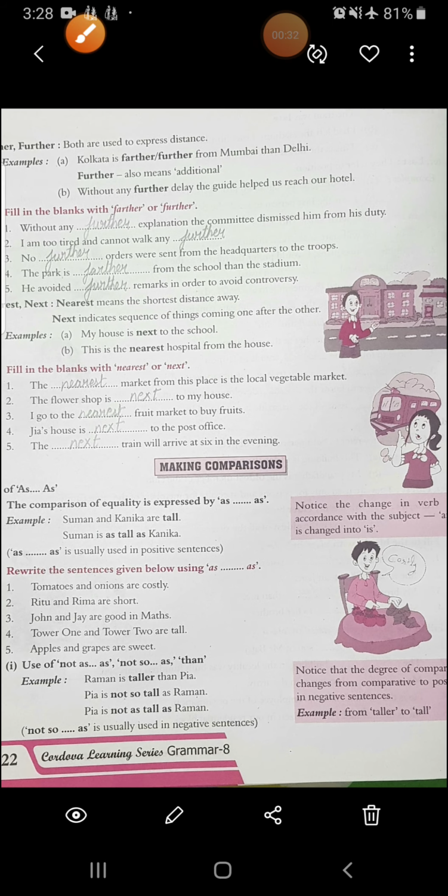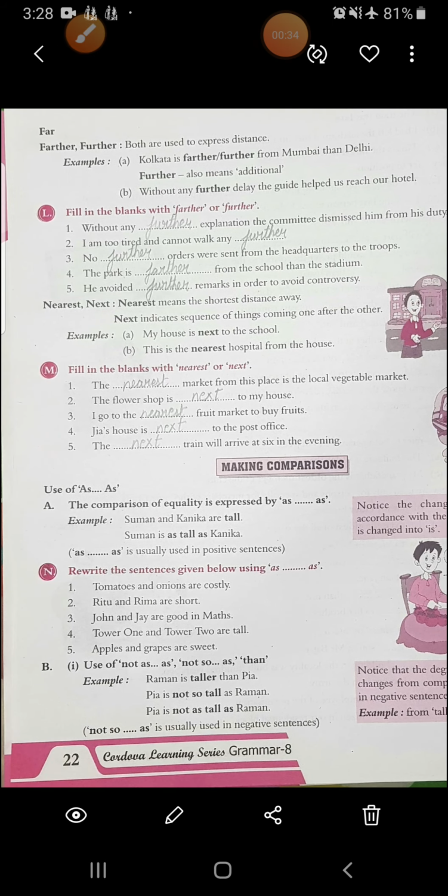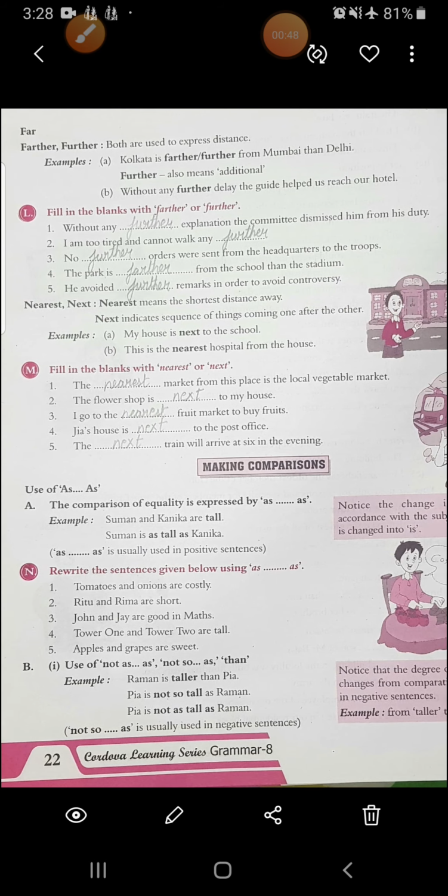We will do some comparison in this video, and I will do the 6 exercises that are left. So let's quickly start our video.